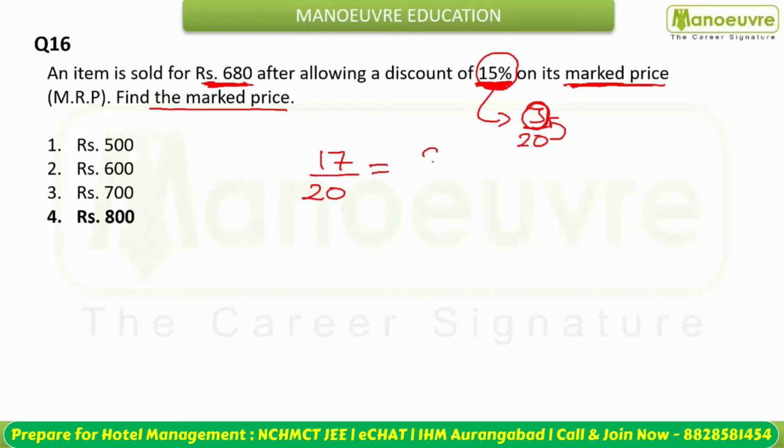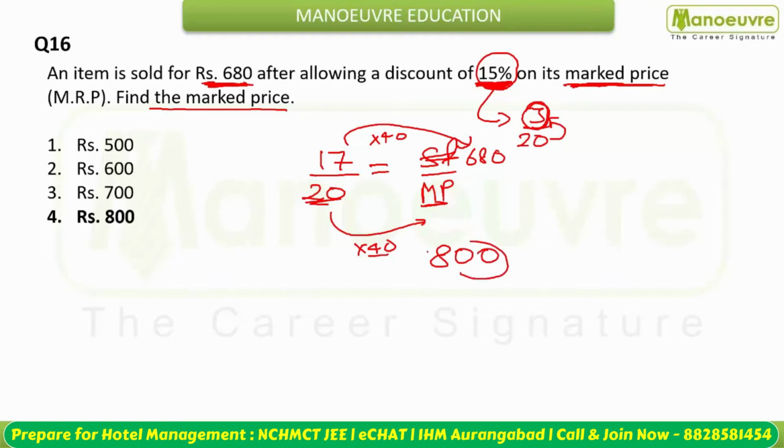So you can say this is your selling price and this is your mark price. Now selling price आपको given है, that is 680. So mark price कितना हो जाएगा? 17 का कितना times है? This is 40 times of 17. So 20 का 40 times will be your mark price. So 20 into 40, that is 800 rupees. So rupees 800 is going to be your marked price.